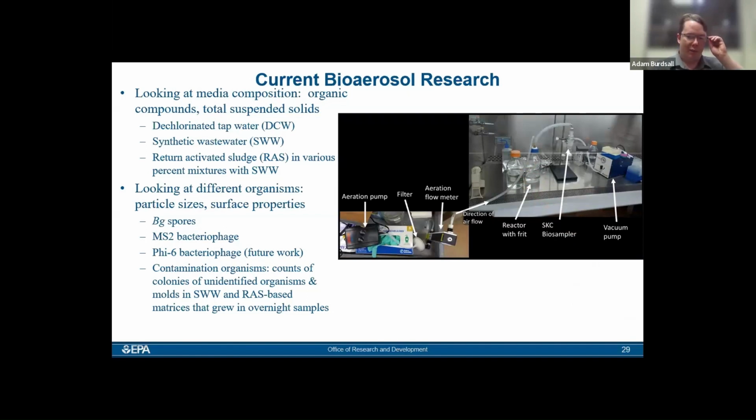So we're bringing the viruses back. The sampling methods for BG also allowed us to monitor the capture of other contamination organisms that we've found, particularly in the return activated sludge, but also sometimes in the synthetic wastewater. These were not identified. We simply counted the number of contamination organisms.